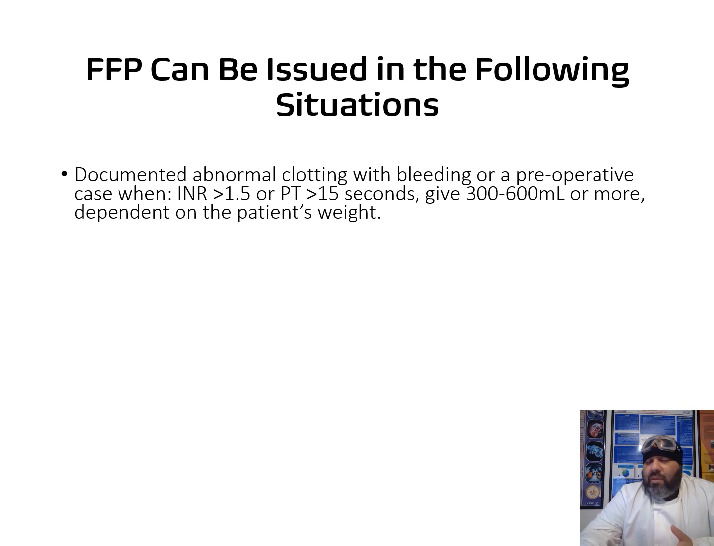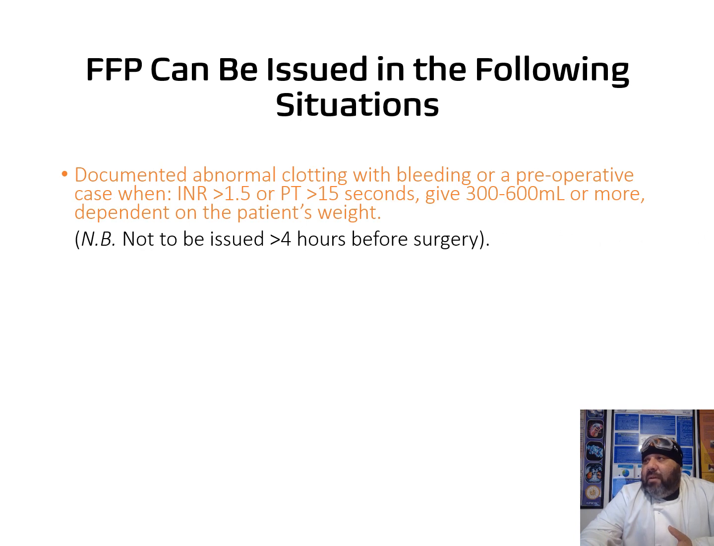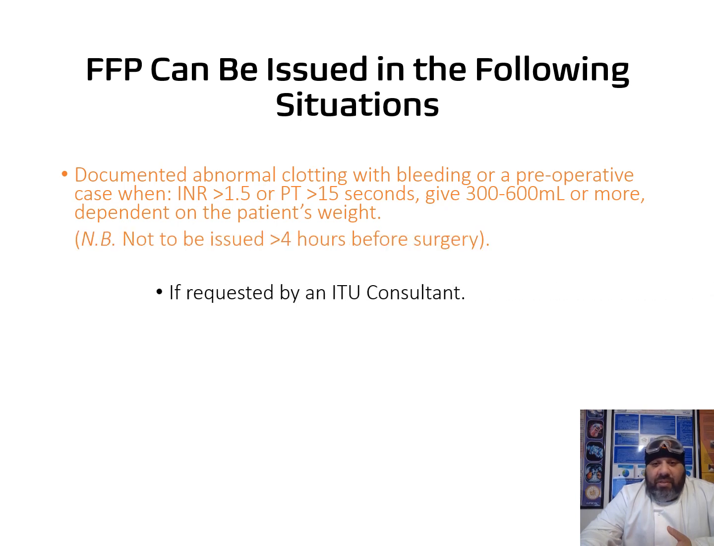Where there's documented abnormal clotting with bleeding, or a preoperative case when, for example, the international normalized ratio is over 1.5 or prothrombin time is more than 15 seconds, one of the indications is to issue 300 to 600 mils or more, depending on the patient's weight, and it should not be issued more than 4 hours before any surgical procedure.